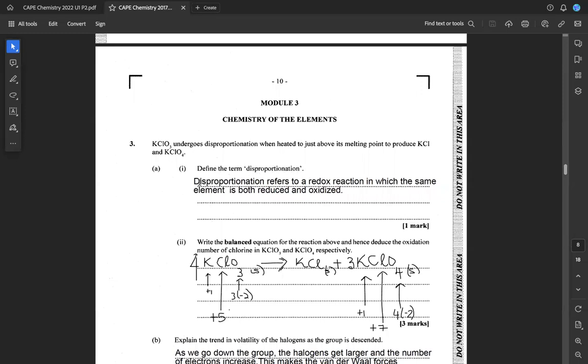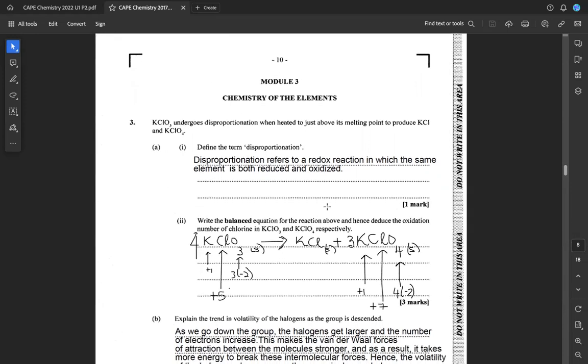And I've written out for you guys here what the answer would be. It would be that disproportionation refers to a redox reaction in which the same element is both reduced and oxidized, right? So that's for 1 mark. We'd be good with that.